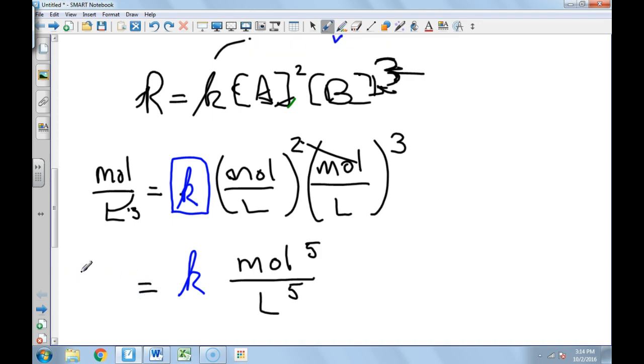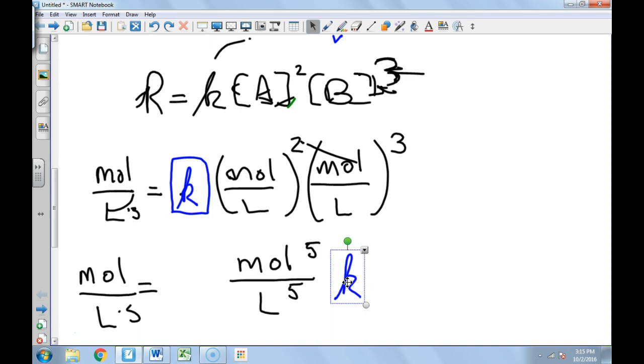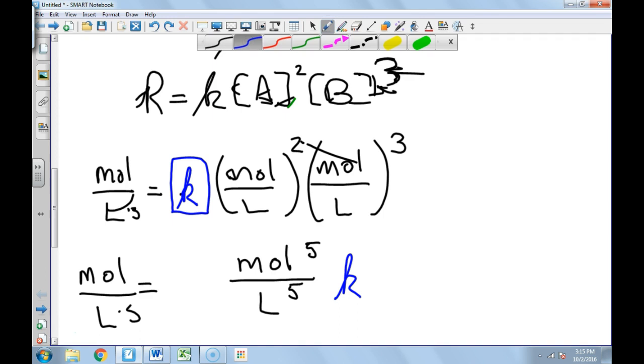And somehow all of that has to equal moles per liter second. Well, how can we get moles to the fifth over liters to the fifth to equal moles per liter second? Here's what I'm going to do. I'm going to take this guy here and move him out here, just because I can do my math over here on the side so that all of this will cancel out. And again, when you multiply, it doesn't matter which order you put things in.